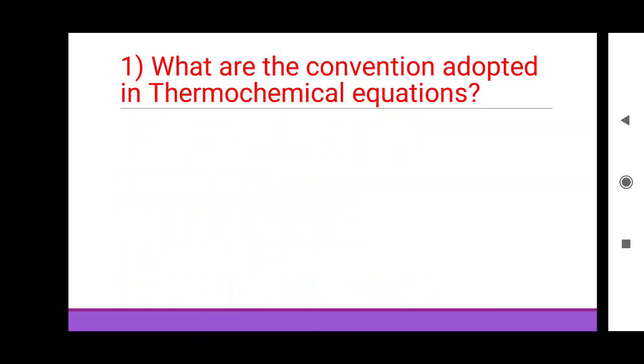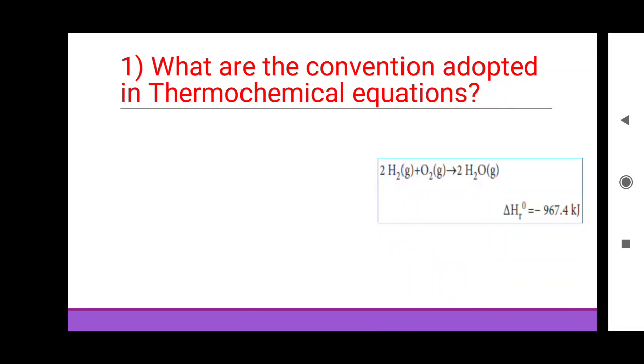Question number 1. What are the conventions adopted in a thermochemical equation? A thermochemical equation is a balanced stoichiometric chemical equation that includes the enthalpy change, delta H. The following conventions are adopted in a thermochemical equation. The first one, let us see the equation.